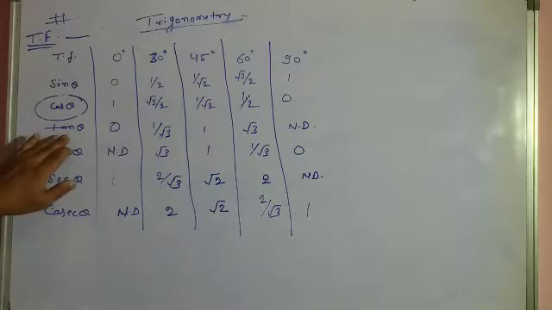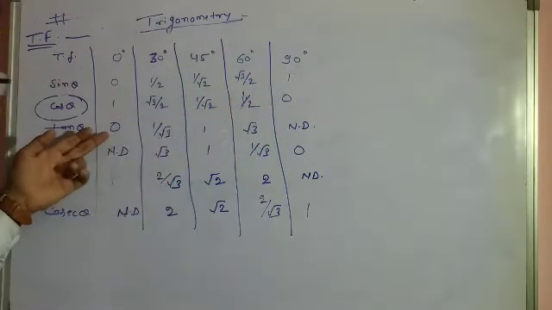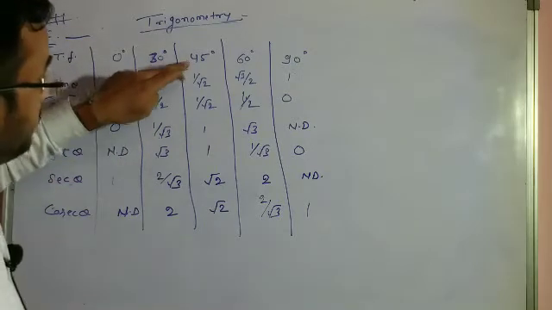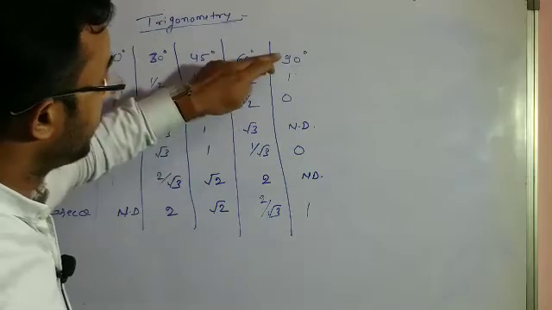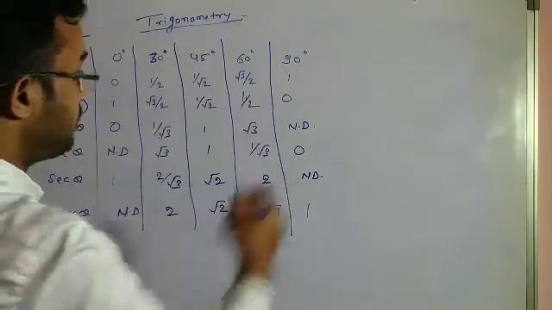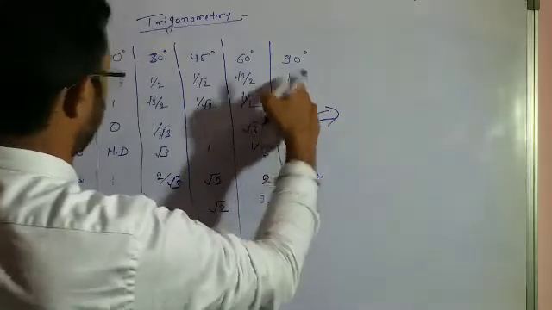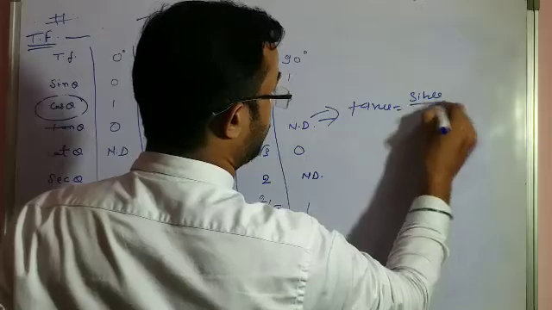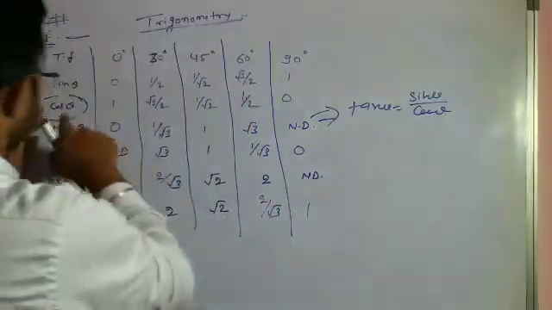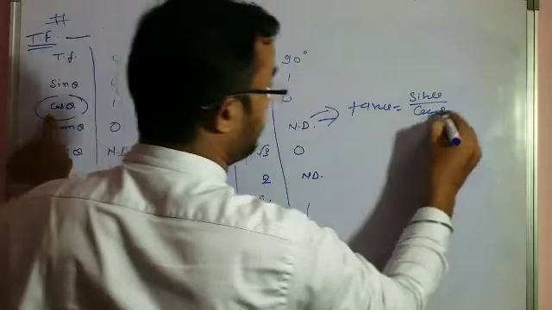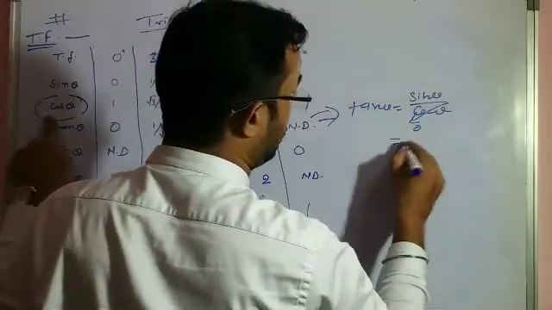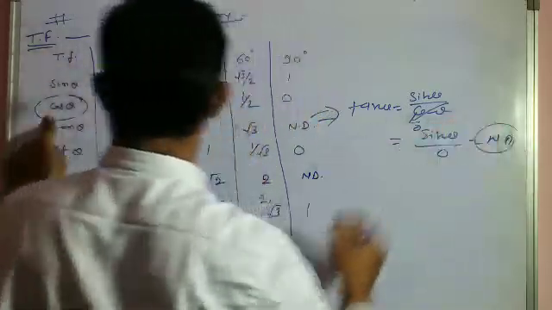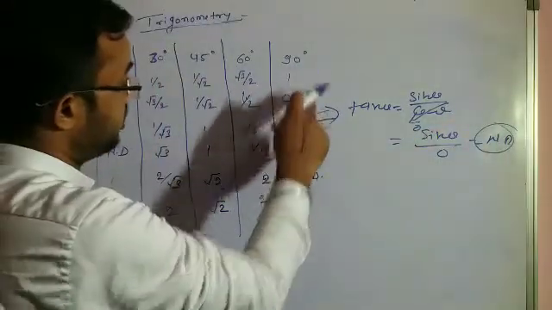Similarly, we find the value of tan theta at these angles. Tan 0 is 0, tan 30 degree is 1 by root 3, tan 45 degree is 1, at 60 degree it is root 3, and at 90 degree it is not defined. Because we know that tan theta is equal to sin theta upon cos theta. At 90 degree cos theta is 0, so sin theta divided by 0 is not defined. So the value of tan theta at 90 degree is not defined.